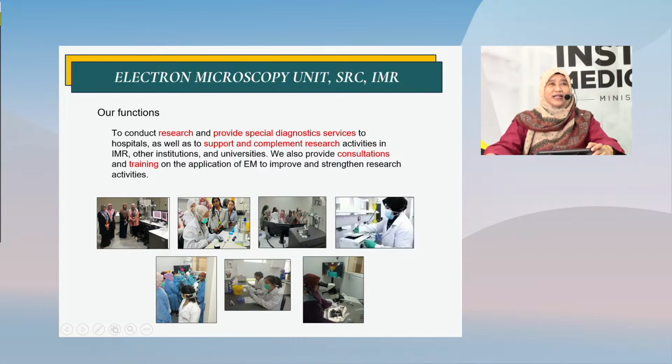As one of the units under Pusat Sumber Khas, or Special Resource Center, our functions are not only to conduct research and provide special diagnostic services to hospitals. We also support and complement research activity in IMR, other institutions and universities. And we also provide consultations and training on the applications of EM to improve and strengthen research activity.